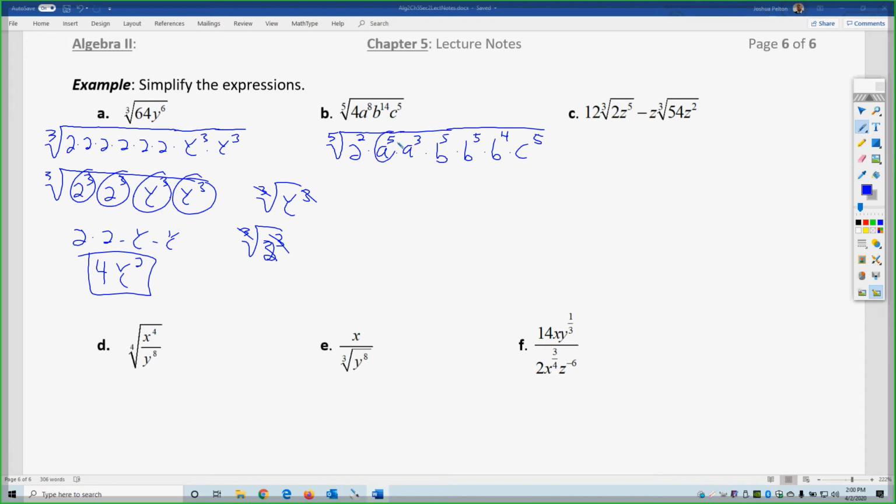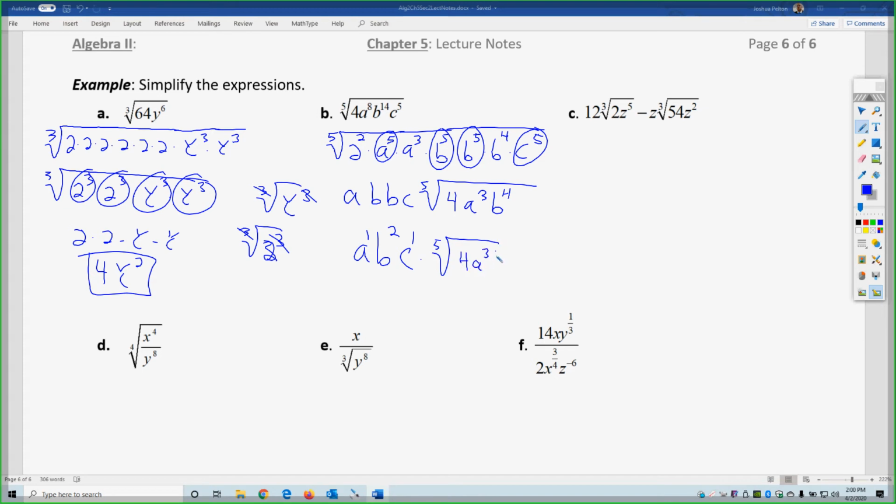So a group of 5 comes out, a group of 5 comes out, a group of 5 comes out, a group of 5 comes out, because it's index of 5. So that's a, b, b, c came out, and I'm left inside with 4a^3b^4, for a final answer of ab squared c, which really is the first power if you want to put that, times the fifth root of 4a cubed b^4. This satisfies the first rule of simplification with radicals, that there's nothing left inside for groups of 5 other than products of 1. We don't have to worry about the fraction part here because there are none.